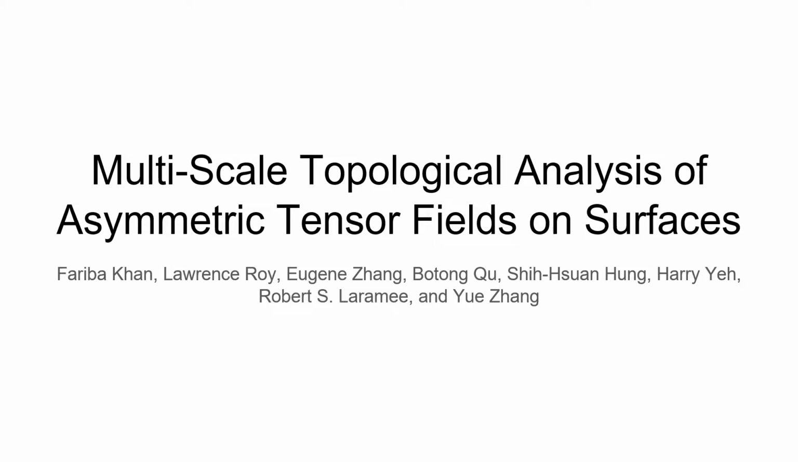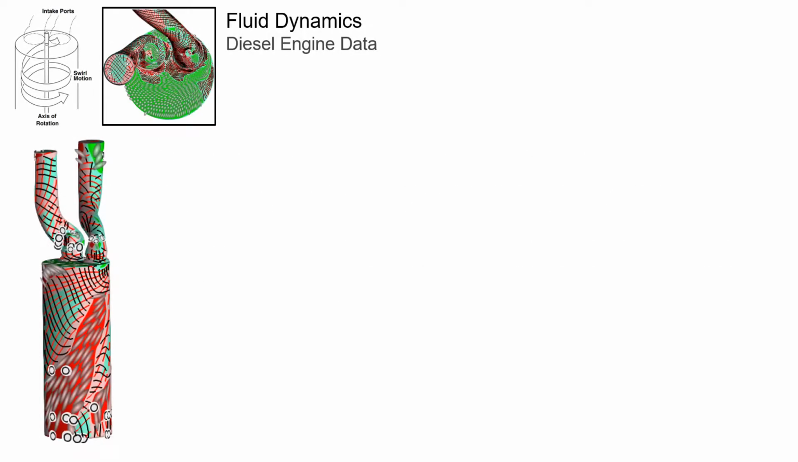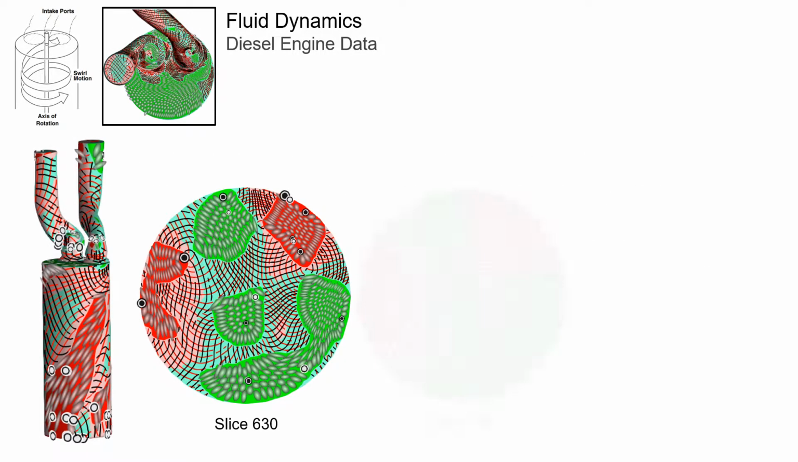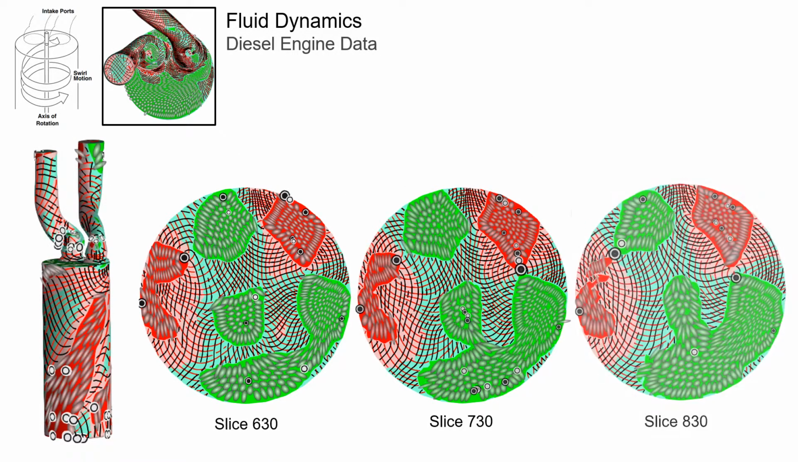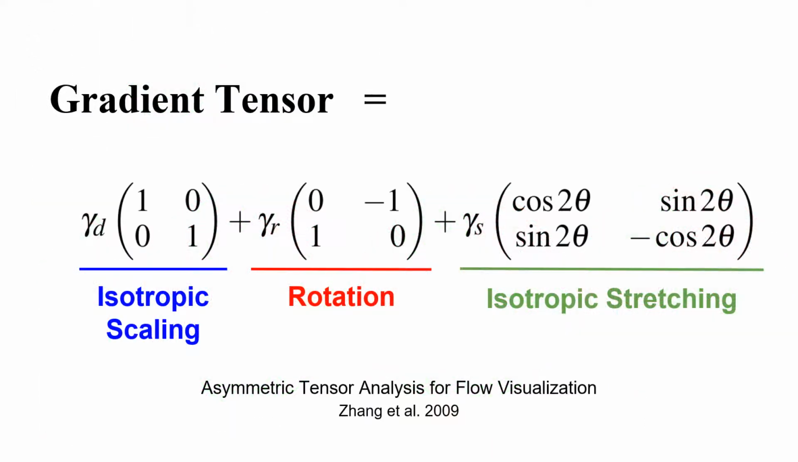Asymmetric tensor fields enable model creation and data analysis for scientific domains such as fluid dynamics. Unlike symmetric tensors, asymmetric tensors have complex eigenvalues and eigenvectors. To allow in-depth analysis, this decomposition of the gradient tensor was introduced in 2009.